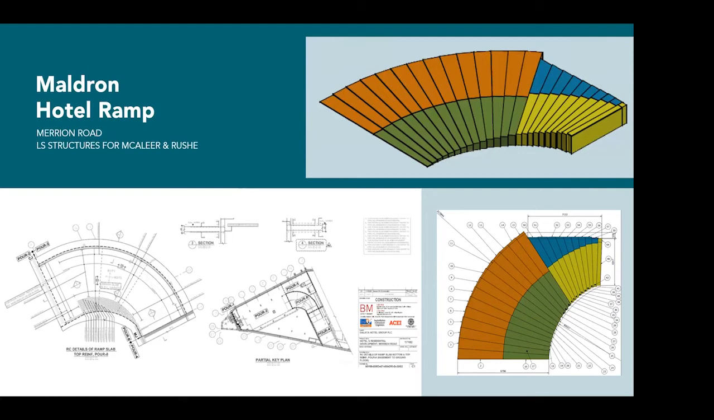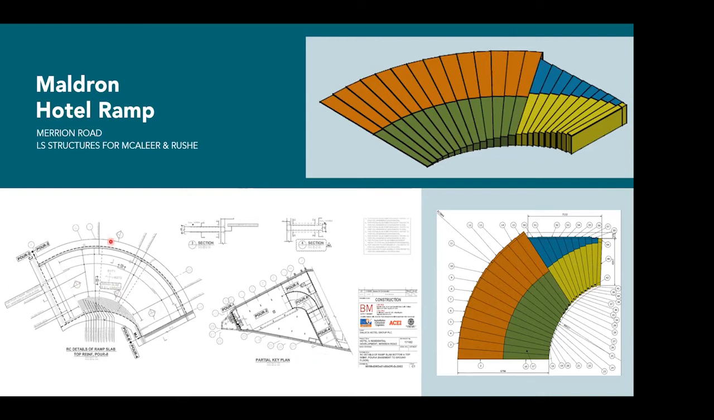This was a hotel ramp just off the Marion Road there, for McAleer and Rush. So essentially, they had a ramp inside, obviously for car park access, on a slope, on a radius, and they were looking at using EPS. So they started off with a flat slab, and then to bring up their ramp to the level that they needed, up to the next floor level.